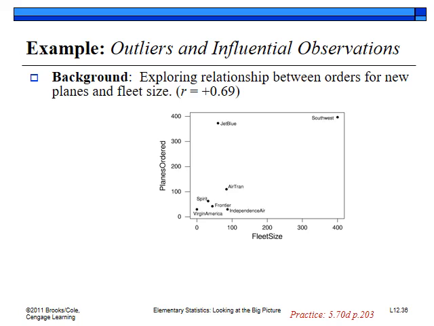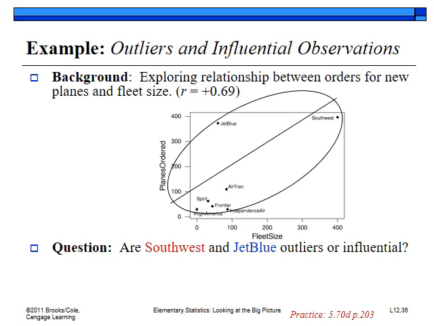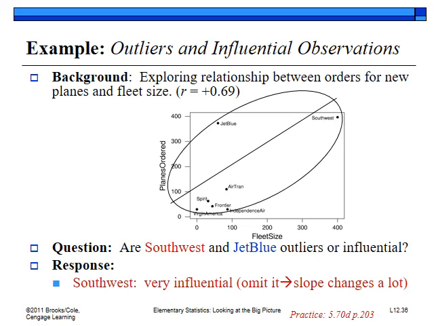Take a look at this scatter plot, which shows on the horizontal axis an explanatory variable of fleet size for several smaller airlines. On the vertical axis, we have the response variable, which is orders for new planes. If you draw a loop around the data points, the cloud generally looks like this, and we can draw in the line that fits in between them. Now, look at Southwest and JetBlue. Are each of these an outlier? Is it an influential observation? Let's look at Southwest first.